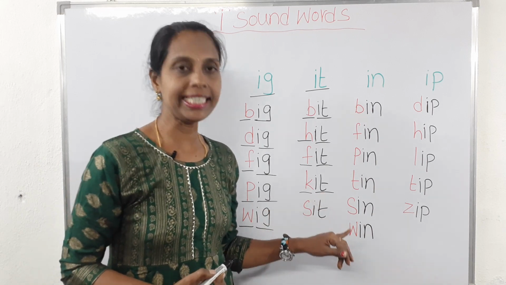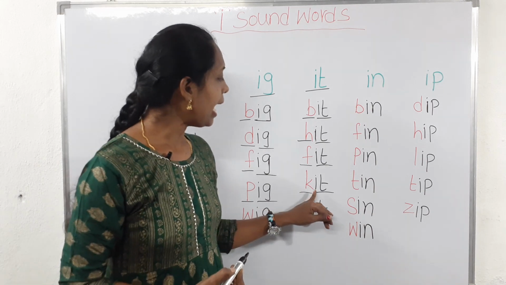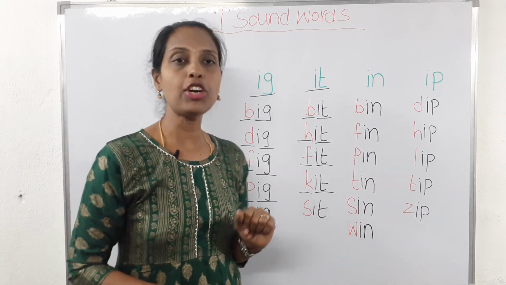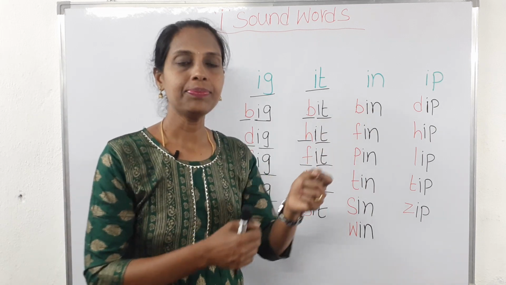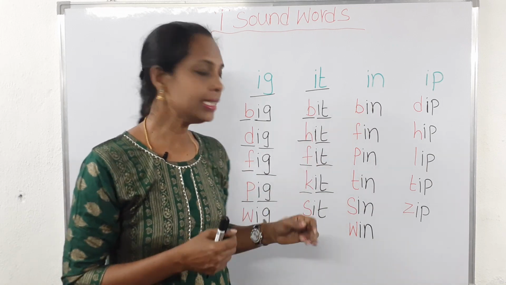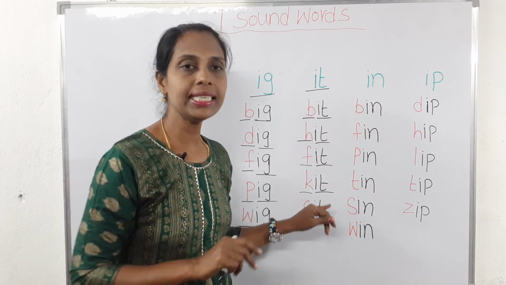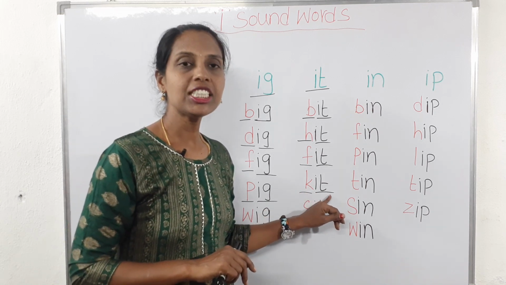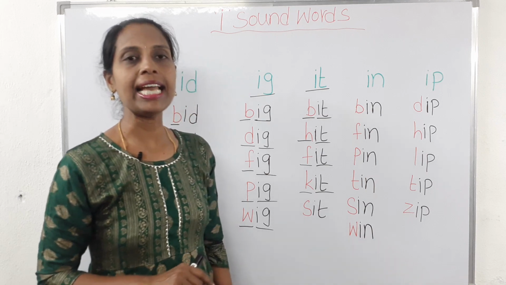Next, we can add K to it. K-I-T, kit. What is the sound of K? K. K, E, T, kit. K-I-T, kit.